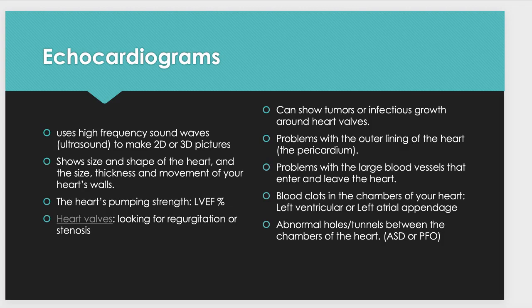We will also see problems with large blood vessels that enter and leave the heart. We can see blood clots that may be in the chambers, either in the left ventricle or possibly the left atrial appendage. And we can also look for abnormal holes and tunnels between the chambers of the heart. These are atrial septal defects, or ASDs, or patent foramen ovales, or PFOs.